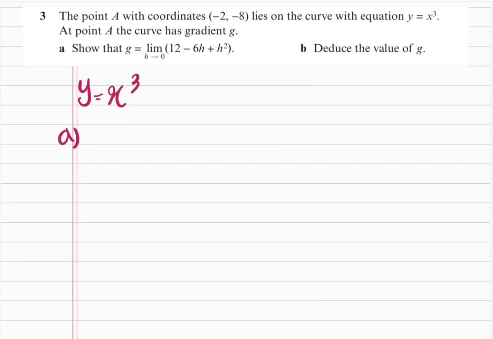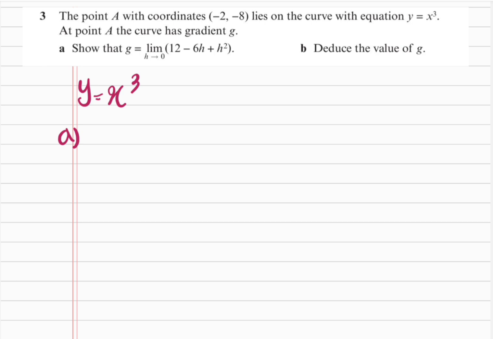Hi everyone, this video is on exercise 12b from Pure 1, question 3. So we have the point A with coordinates (-2, -8), which lies on the curve with the equation y equals x cubed. And at point A, the curve has gradient g. So in part a, we want to show that g is equal to the limit of 12 minus 6h plus h squared as h tends to 0.